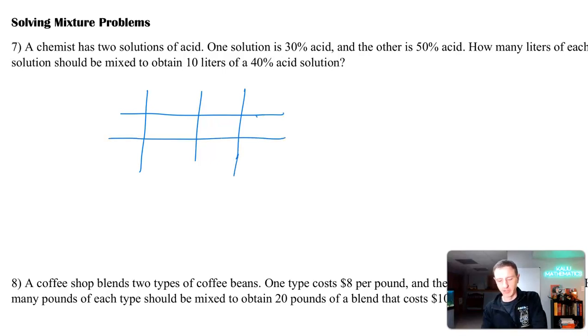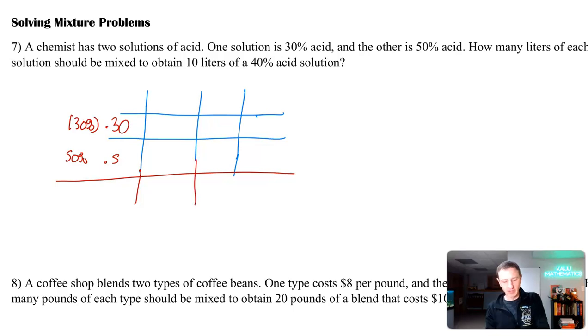So here's what we have to organize. We have to figure out a way of organizing this information as a starting point. So I know I have a 30% solution. I know I have a 50% solution, and I probably didn't have to write 0.3 or 0.5, but I'm already doing it. And then in the end, I want 40%. That's what we want in the end, a 40% solution.